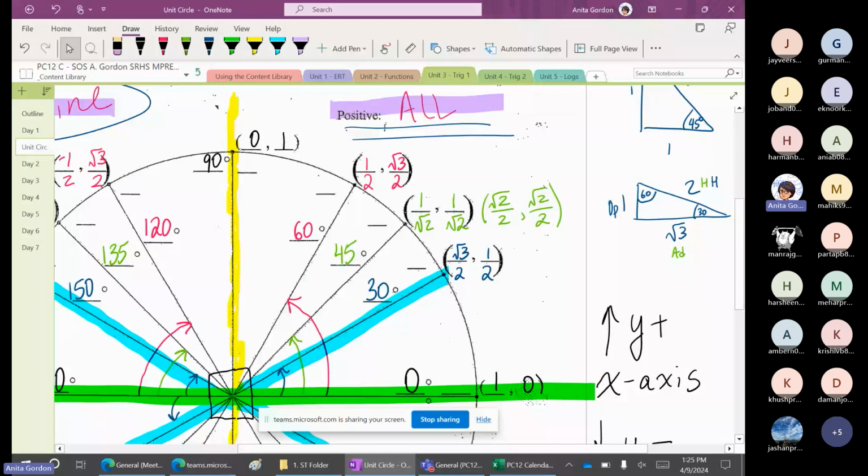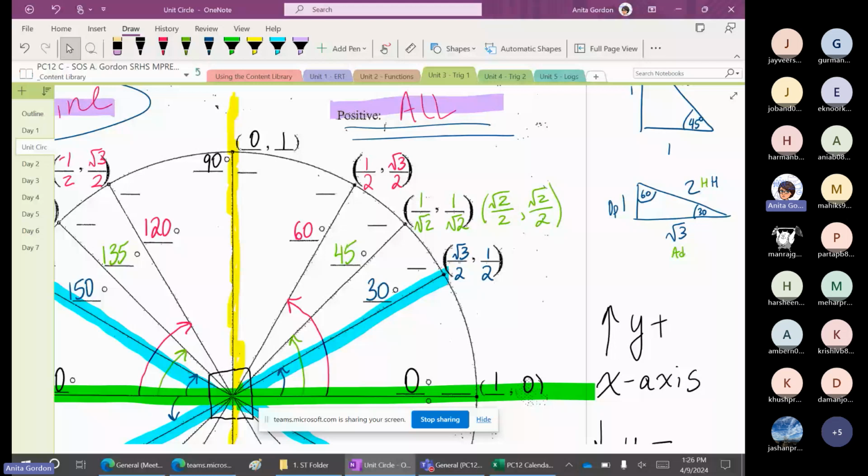90 degrees ends at x is 0, y is 1. And what are the 3 key angles in between? You will know all the coordinates all the way around the unit circle. Okay? So this is a bit of a review from yesterday.